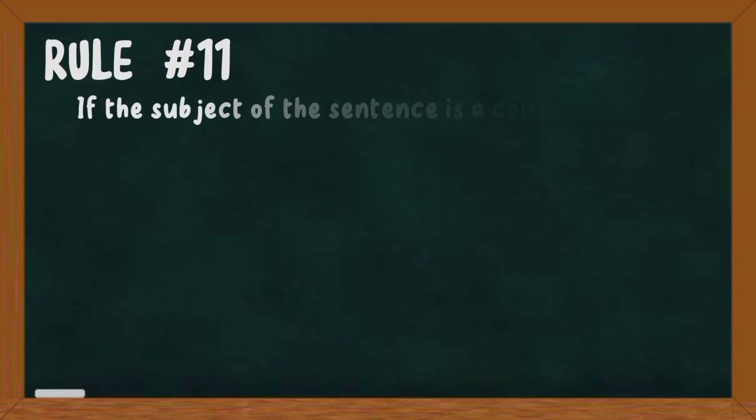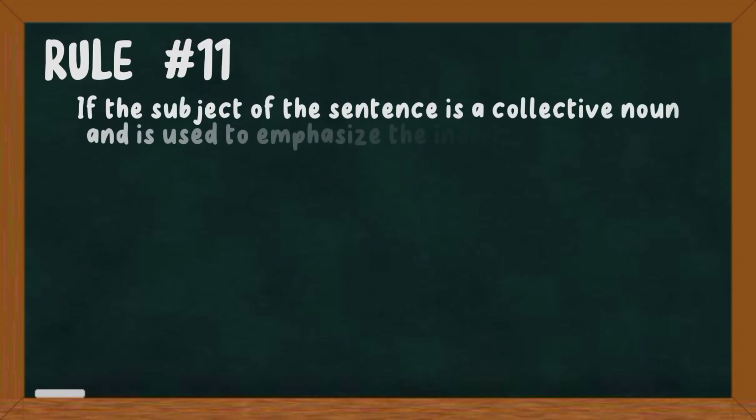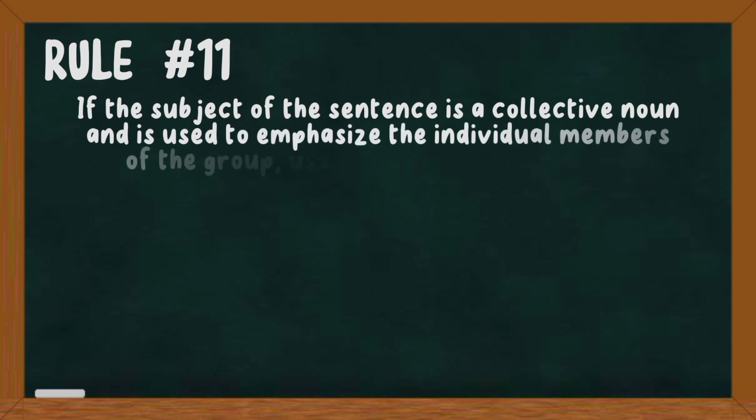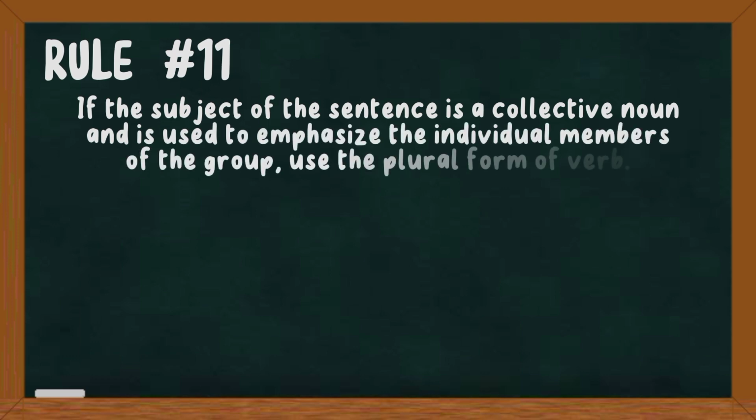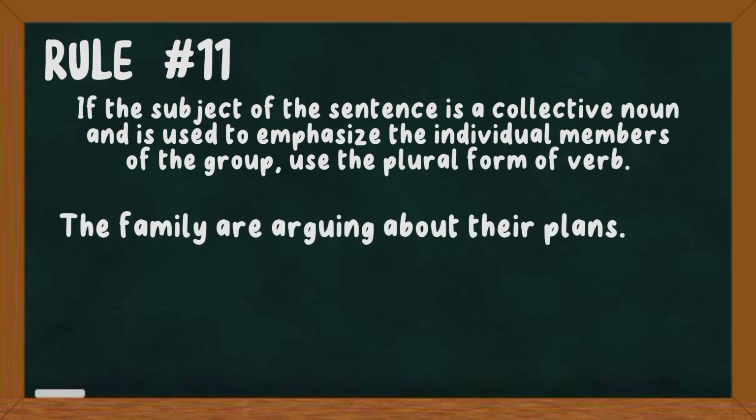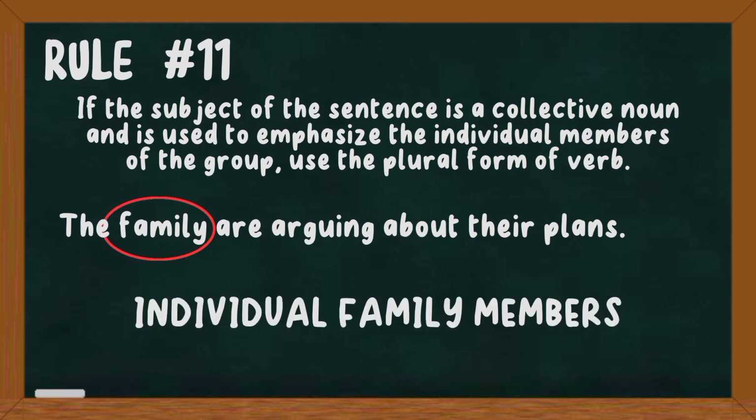If the subject of the sentence is a collective noun and is used to emphasize the individual members of the group, use the plural form of the verb. To show you what I mean, the family are arguing about their plans. The family here emphasizes the individual family members. They were not arguing as a whole. The individual members of the family are arguing with each other. So the verb is in plural form.